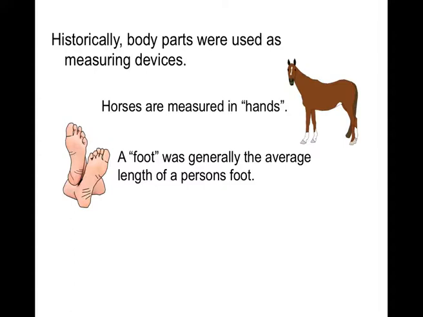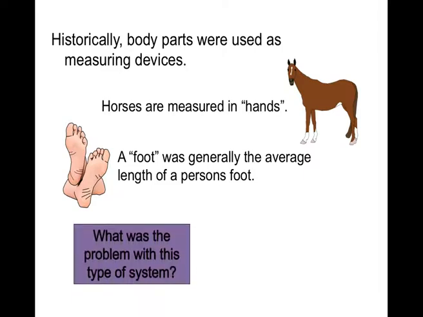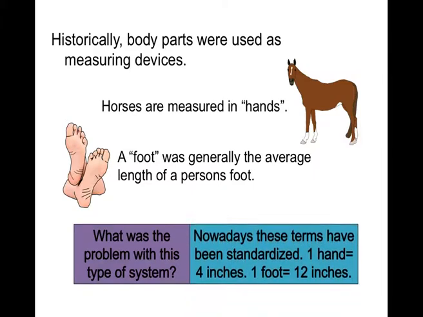Historically, this has been a problem. Historically, horses were measured in hands, and the foot was the length of the person's foot. But there's a problem with this type of measurement. What's the problem? Why would using hands and feet cause a problem? Well, it would cause a problem because not everybody's hands and feet are the same size. So we need some type of standard, something that they share. So now we say that 1 foot equals 12 inches and 1 hand equals 4 inches.